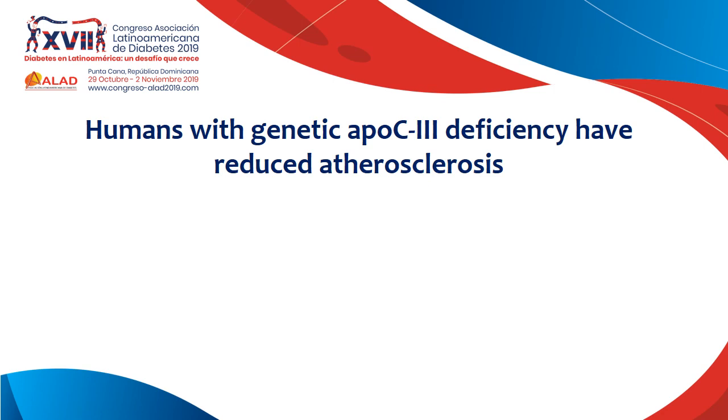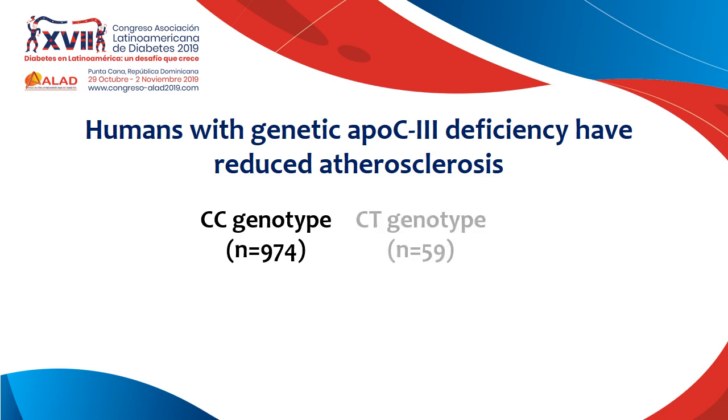However, the big boom about ApoC-III came in 2008, when a paper was published in Science, and it was sort of a natural experiment in humans. These individuals were part of the Lancaster Amish community, individuals with a genetic ApoC-III deficiency, a nonsense mutation in the ApoC-III gene. They have reduced atherosclerosis and actually a reduced lifetime risk for cardiovascular disease. So what we have here is the data for individuals with the wild-type CC genotype, the mutant or the minor allele CT, and then we have the odds ratio for each outcome.